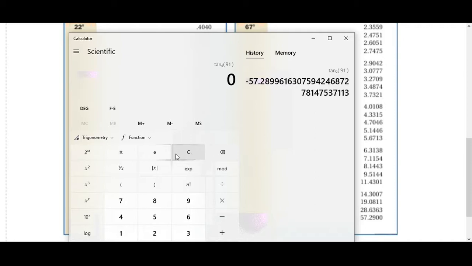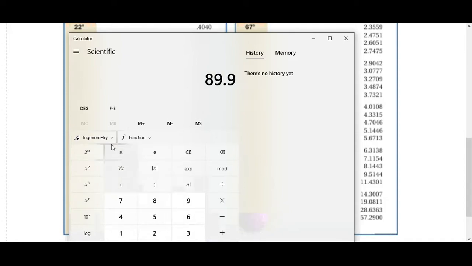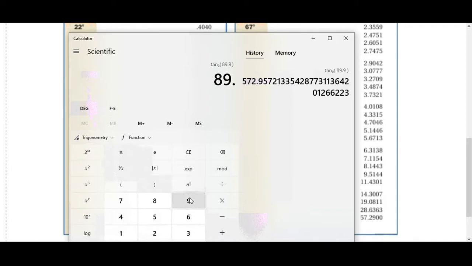And the other strange thing is, you can do tan of 89 point something. And I'll show you that. Let's go for tan 89.9. Let's take the tan of that. Oh, it's 572. Let's go 89.999. Oh, the number's getting really big now, so it's 57,000.